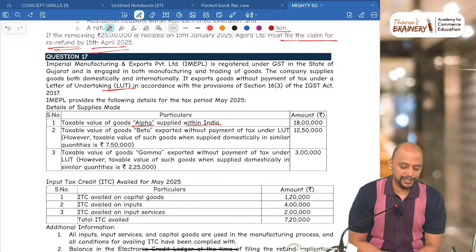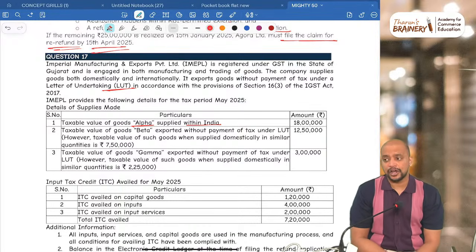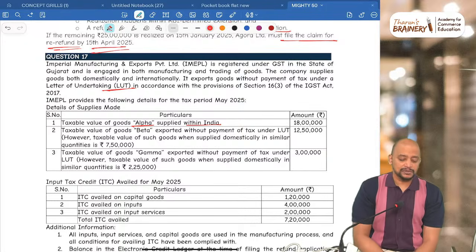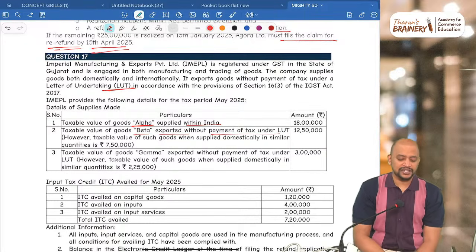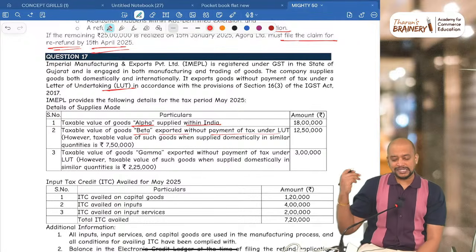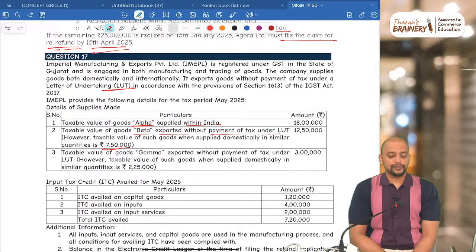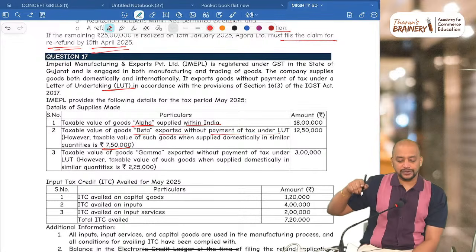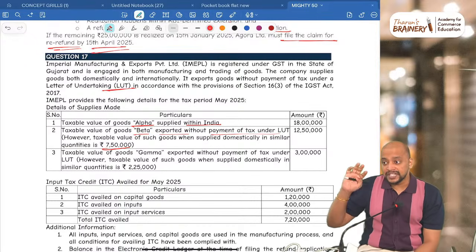So what is the treatment of this 18 lakhs? We need to pay GST, and this is normal domestic turnover. Taxable value of goods beta exported without payment of tax under LUT. However, the taxable value of such goods when supplied domestically in similar quantities is 7,50,000. So what we need to do? 7,50,000 into 1.5 or 12,50,000, whichever is lower should be taken.